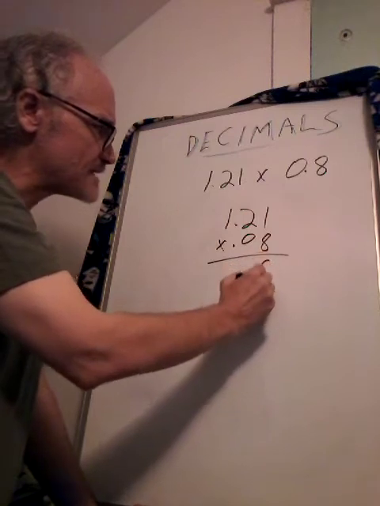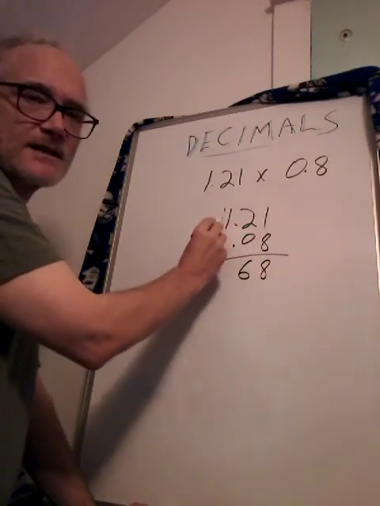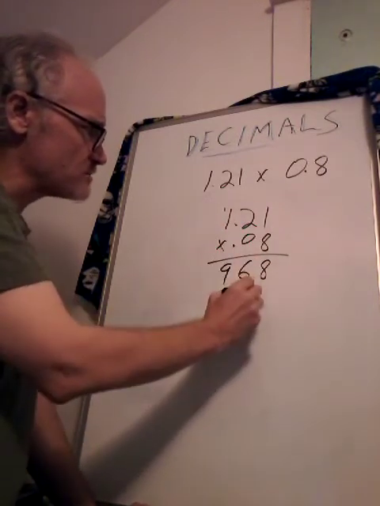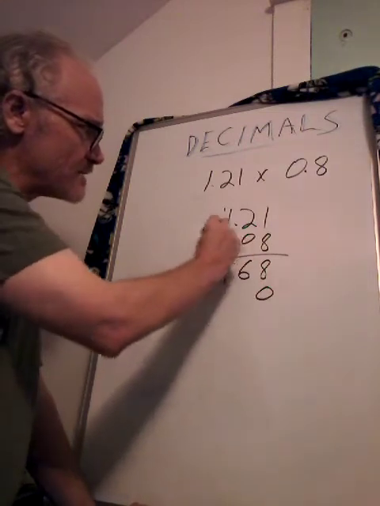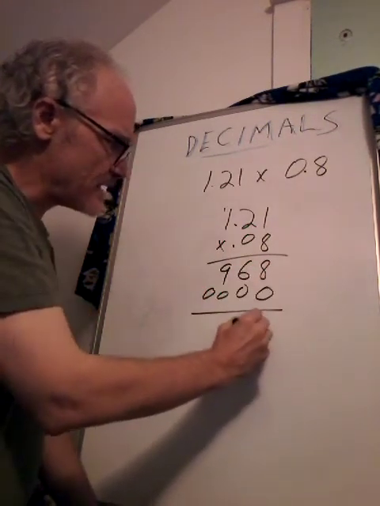8 times 1 is 8. 8 times 2 is 16. Carry the 1. 8 times 1 is 8. Plus 1 is 9. And then 0 times, put a 0 here. 0 times those, 0, 0, 0. Right?